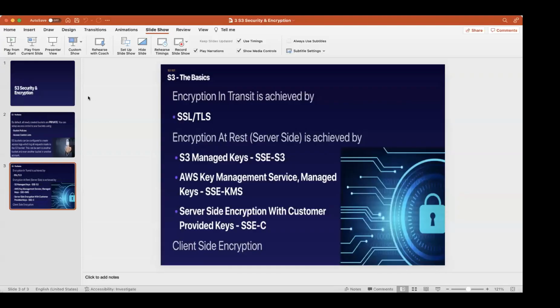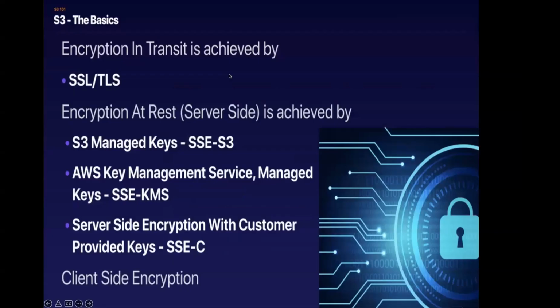So now you understood the first part, that there are two types of encryption: encryption in transit and encryption at rest. The first part is encryption in transit. That means while the data is traveling, the data is encrypted.